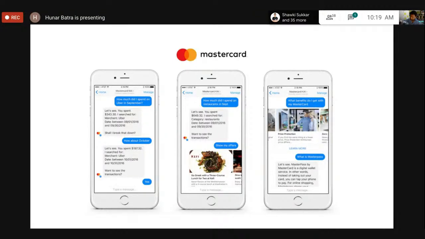This is a bot for MasterCard. Over here, users can get to know about how much they have been spending, or if there are any offers, or more about their cards or their available balance. So they can easily get all of this information. All of this information is just a text away.